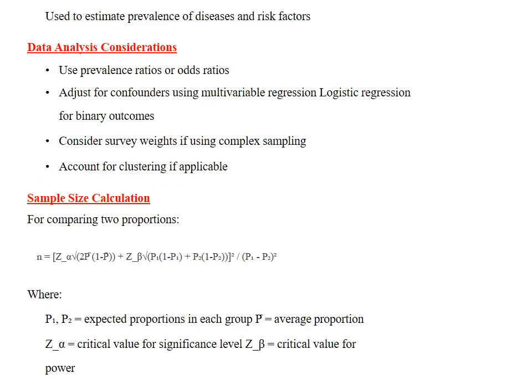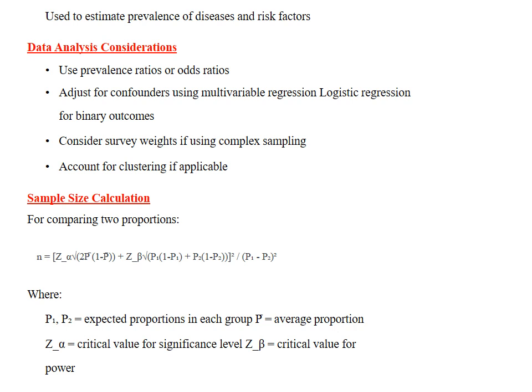And the next is data analysis consideration. What we need to consider when we analyze data from cross-sectional studies: use prevalence ratio or odds ratio, adjust for confounders using multivariable regression, logistic regression for binary outcomes. Consider survey weights if using complex sampling, account for clustering if applicable.